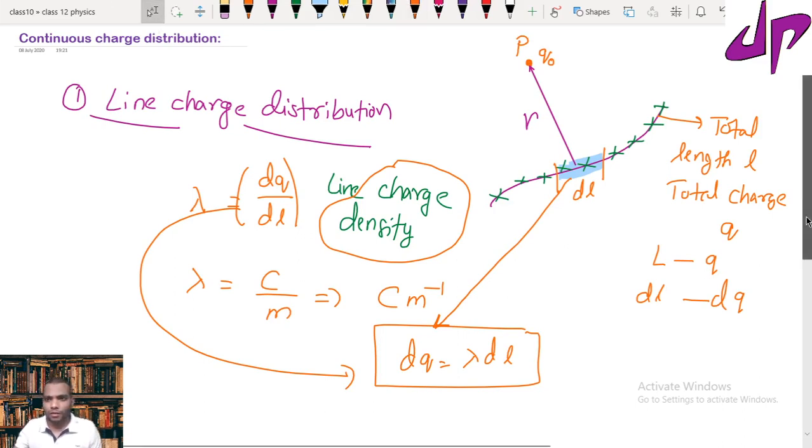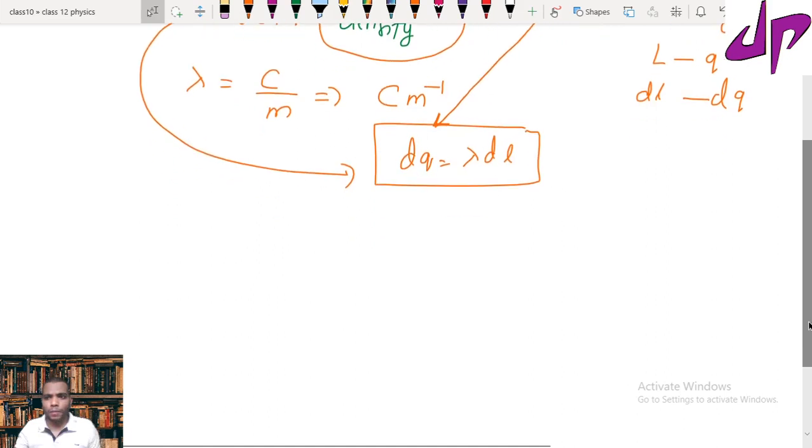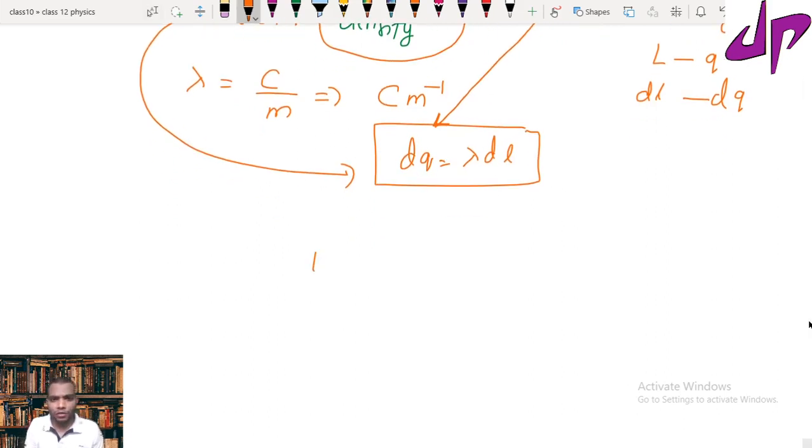Now here we are ready to apply Coulomb's law. So to find out the force due to linear charge distribution, F suffix L, here I can write the Coulomb force.